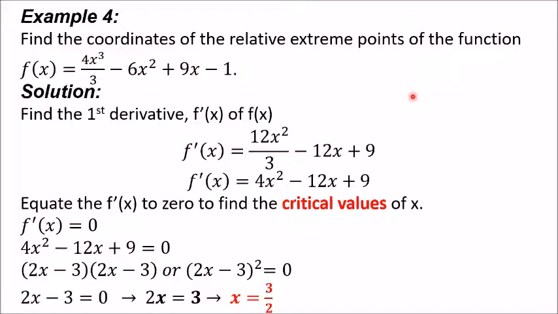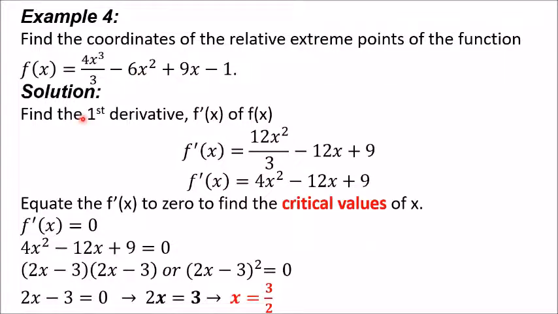Now let's have this example number 4. Find the coordinates of the relative extreme points of the function f(x) equals 4x cubed over 3 minus 6x squared plus 9x minus 1. So, same question doon sa example number 3. Tingnan natin kung ano magiging result nito.